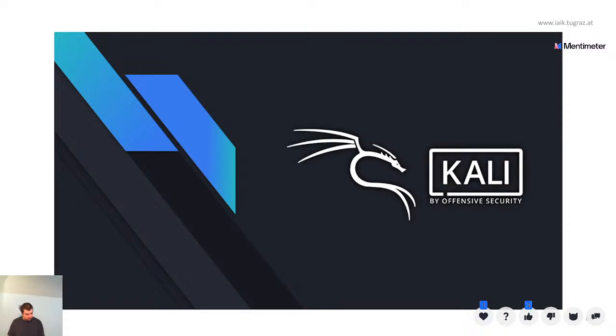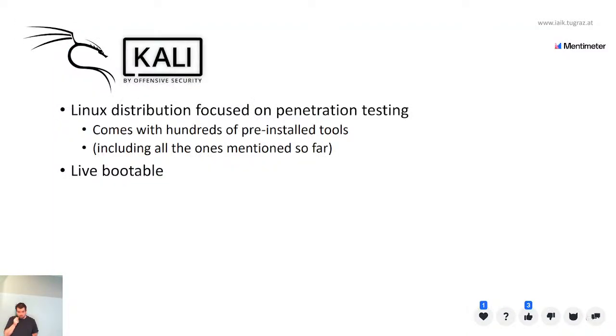Yeah, the next one. What if you want an all-in-one package? This is more professional stuff because professionals don't like having to mess around in the command line all the time. They like buttons. Kali Linux is a Linux distribution that is focused on penetration testing. So this is a live Linux distribution. You can just boot from a USB drive or a CD. And it comes with hundreds of pre-installed tools, including all the stuff we've talked about so far and many, many more that are used for pen testing.